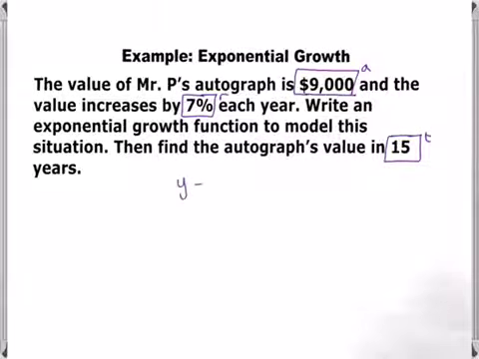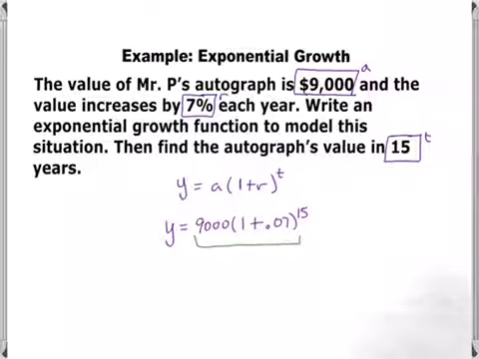So the general form for exponential growth, remember, is A times 1 plus r raised to the t power, or the time. So we're plugging in what we know. We're looking for the final value. We know the initial value is 9,000 times 1 plus 7% as a decimal, so 0.07, raised to the power of 15. So in this case, we want to plug this into our calculator. And when we do that, we should get that the final value of the autograph after 15 years is $24,831.28.